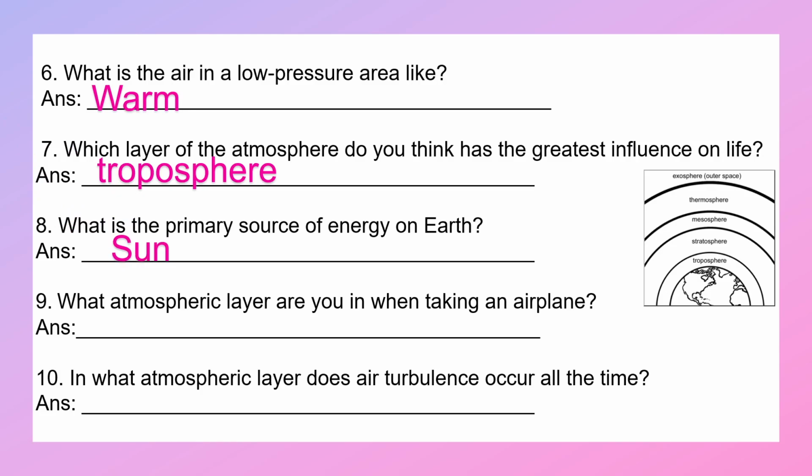Number 9. What atmospheric layer are you in when you take in an airplane? Okay, the airplane will go to what layer? Which layer? Atmospheric layer. It's in the stratosphere. Okay. In what atmospheric layer does air turbulence occur all the time? It happens in the first layer, the troposphere.